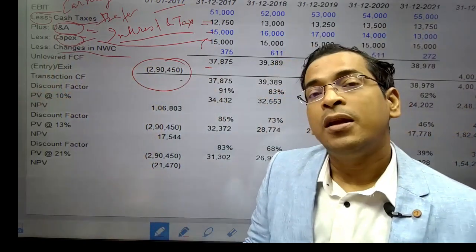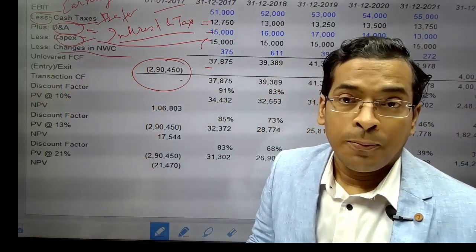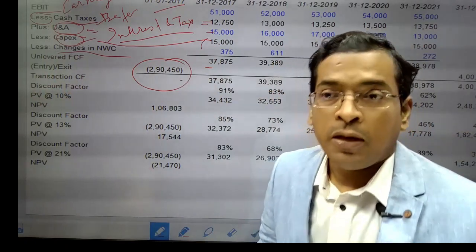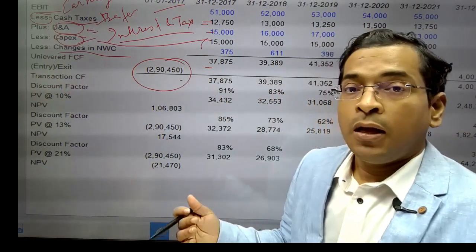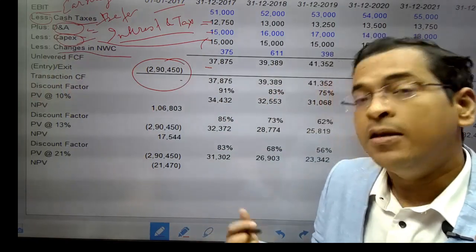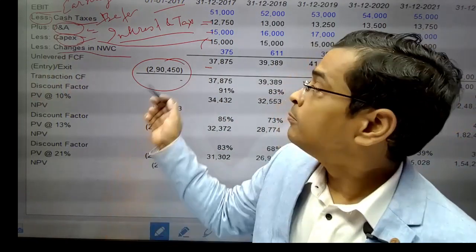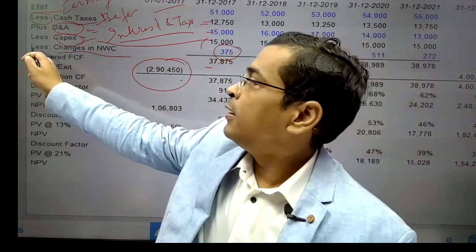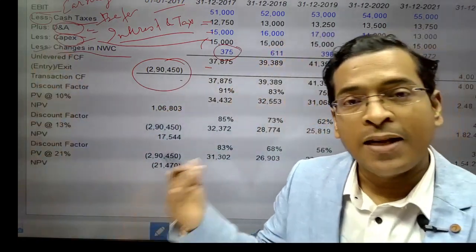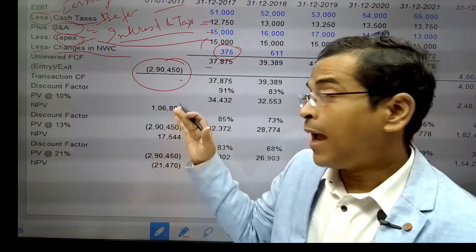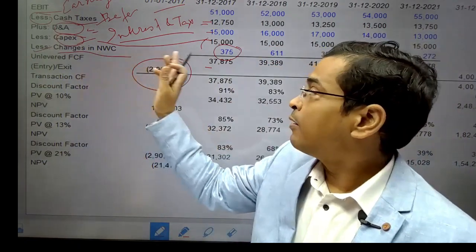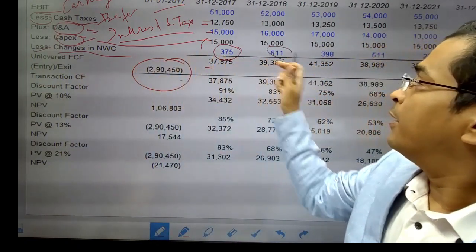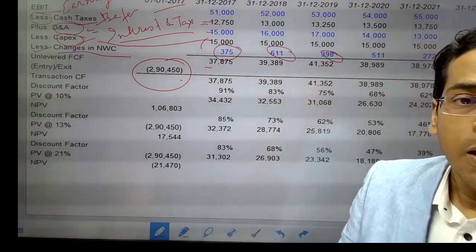So if we increase the level of inventory, if we are required to do so, or inventory becomes more expensive in future because of inflation or any pressure on the supply side, that will consume some extra cash. And that's why we have less, because that is a cash outflow. So cash outflow is a negative number here, and we have to subtract them on a year-on-year basis.